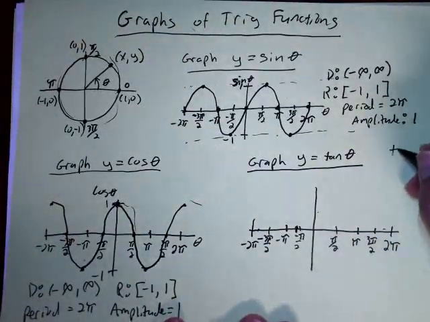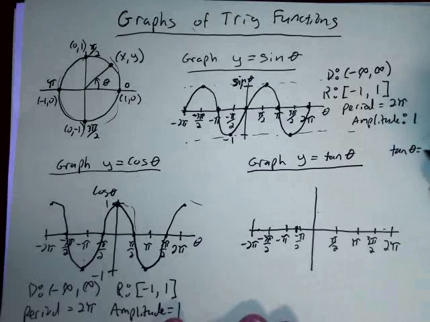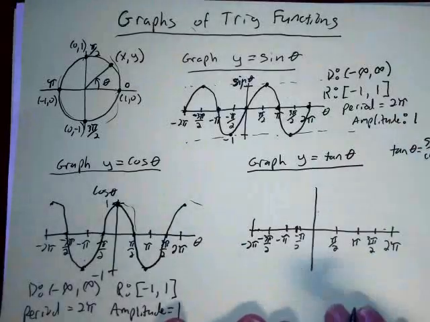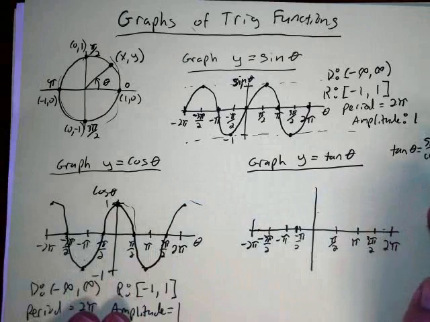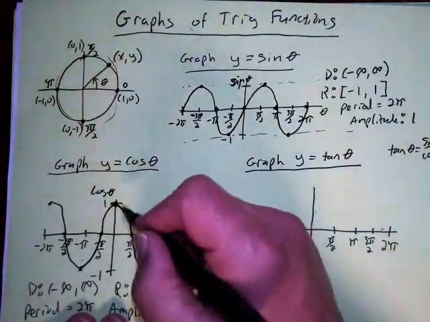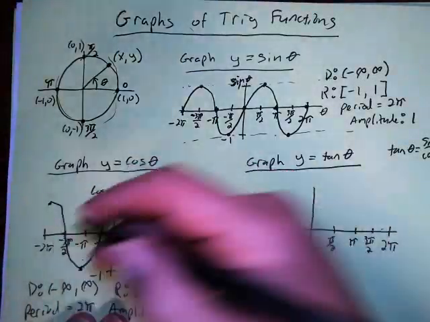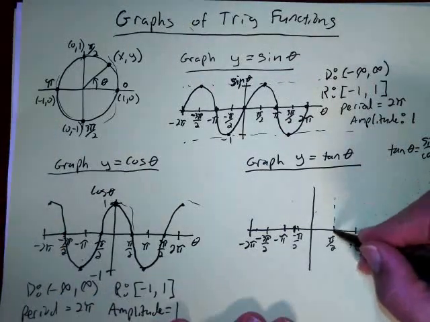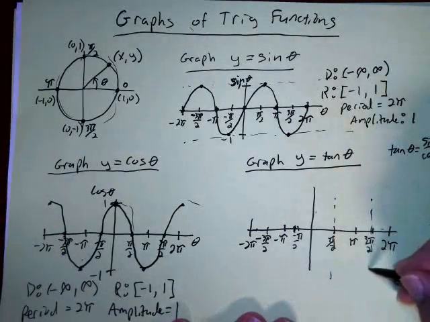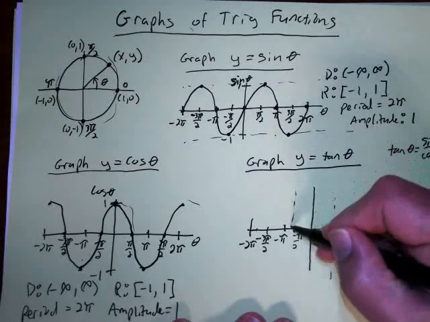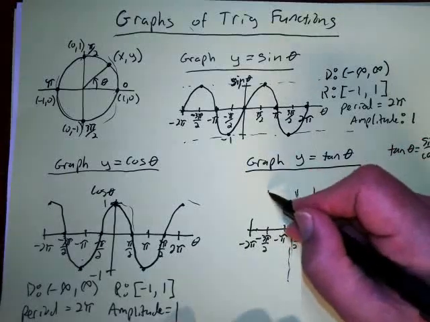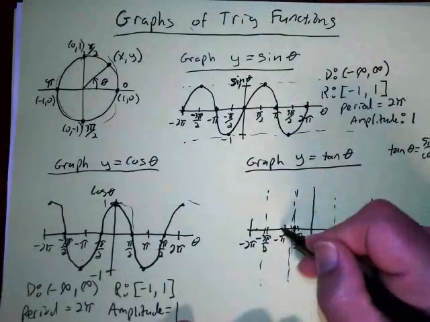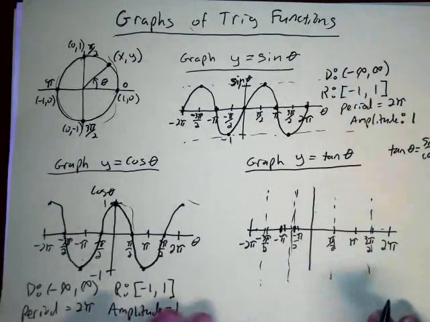Because the tangent of theta is y over x, or you could think of it as sine theta over cosine theta, is another way to think about it. So whenever the cosine theta is equal to 0, you're going to get a 0 in the denominator. This is going to be undefined, right? So you have these asymptotes through those. Okay, so there's going to be an asymptote at pi over 2, 3 pi over 2, negative pi over 2, negative 3 pi over 2. Okay, those are a little bit off there.